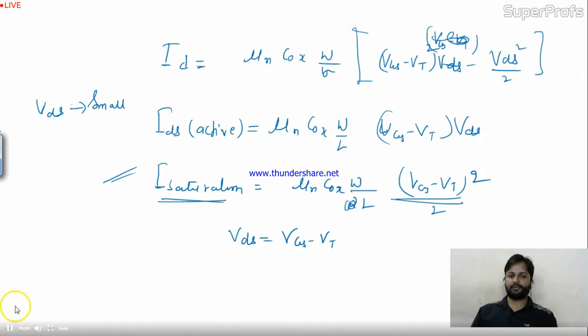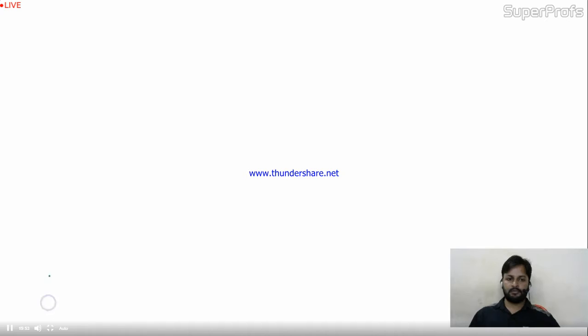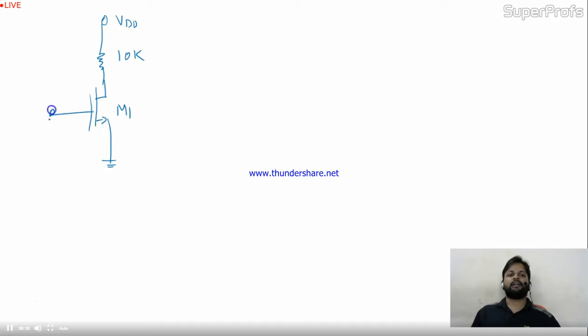Let's come to the next problem. So the next problem is given. Let me draw the circuit. VDD connected with 10K and here is the given FET, M1. Okay, this is the MOSFET given over here, and here this is V in, V out given over here.